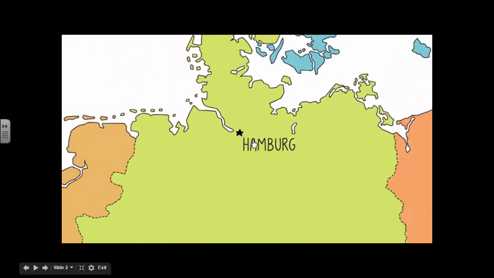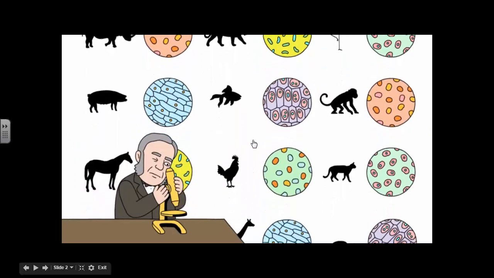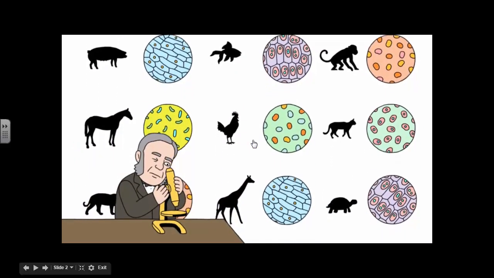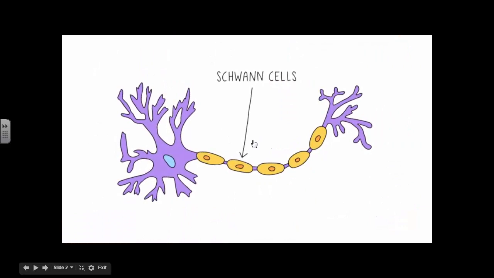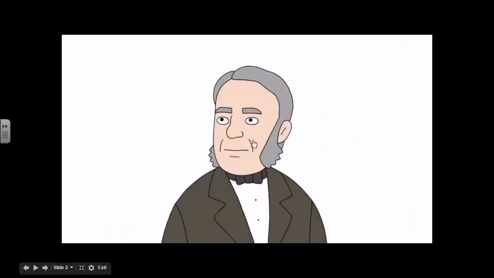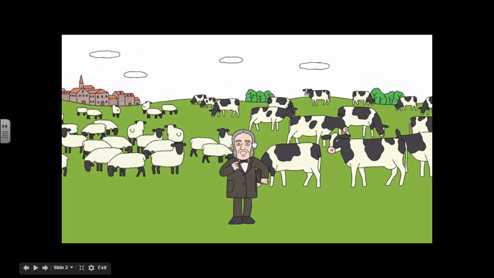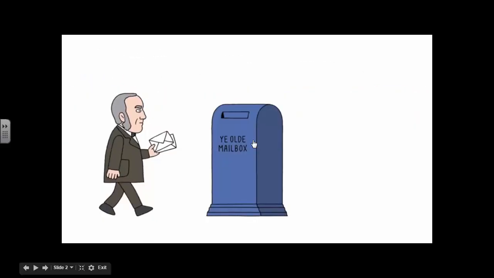At the same time, on the other end of Germany was Theodor Schwann, a scientist who not only studied slides of animal cells under the microscope and got a special type of nerve cell named after him, but also invented rebreathers for firefighters and had a kicking pair of sideburns. After studying animal cells for a while, he too came to the conclusion that all animals were made of cells.